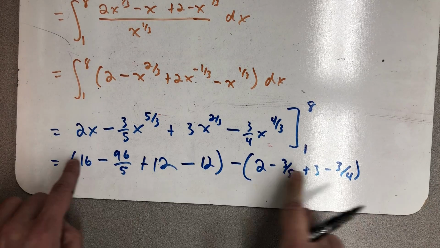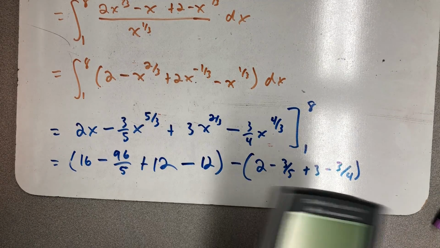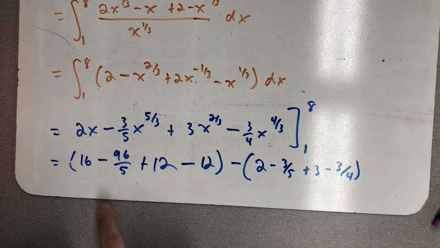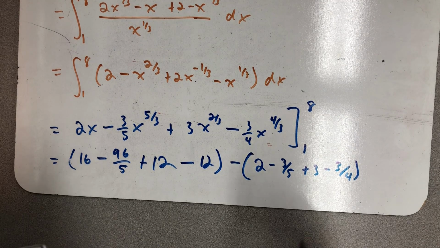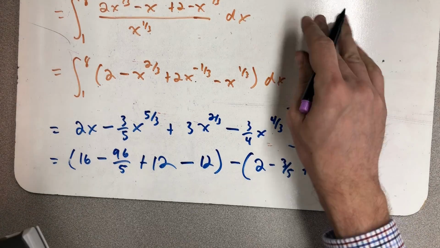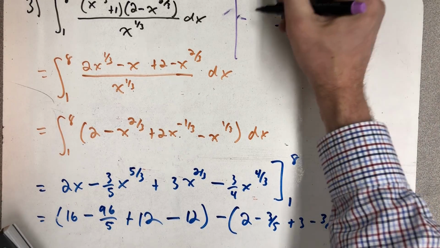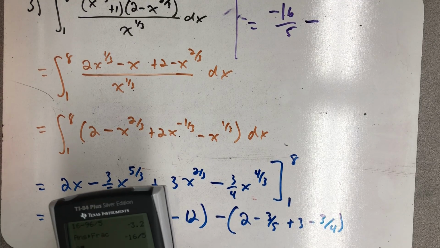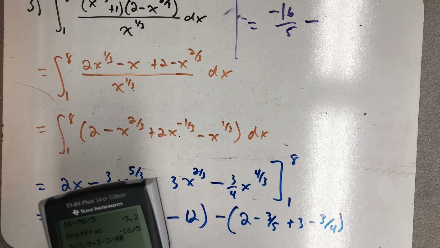All right, so now I need to simplify that. I'm going to turn to my trusty TI-84 for that. So I have 16 minus 96 over 5. All right, and the 12's cancel, so I have a minus 3.2 from that first bit, and that's minus 16/5. So I usually write that down here, but I've kind of run out of room, so I'm going to cheat and write it up here. So minus 16/5 minus, and now I need to simplify that set of parentheses, so 2 minus 3 over 5 plus 3 minus 3 over 4.